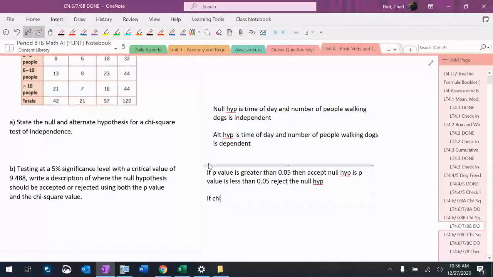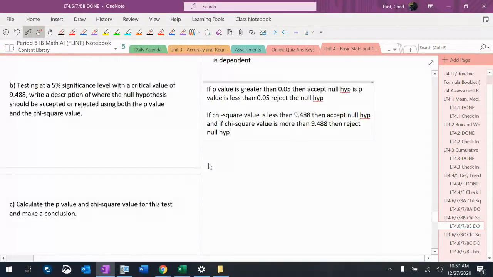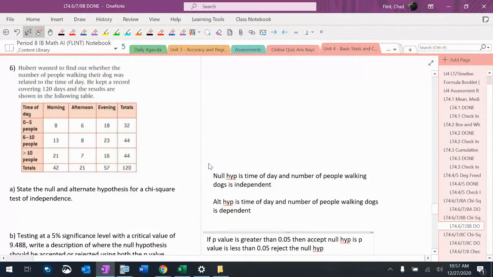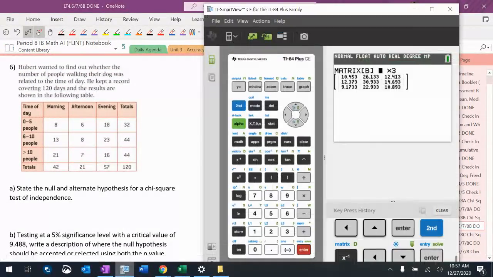And then if the chi-square value is less than 9.488, then accept the null hypothesis. And if the chi-square value is more than 9.488, then reject the null hypothesis. I got to calculate these now, so I'm going to be more careful. If you did number 5, I did it wrong and then had to redo it.